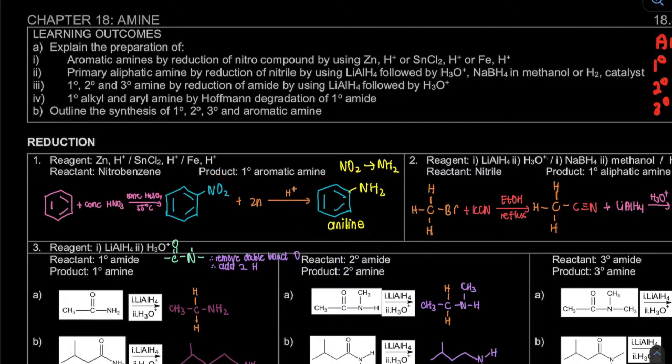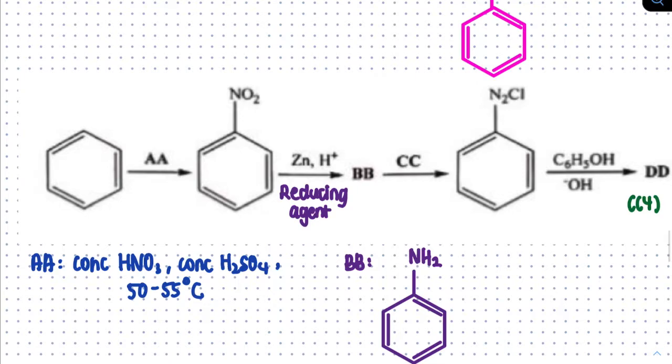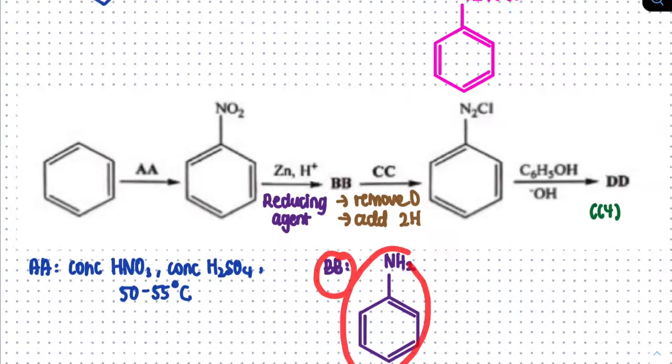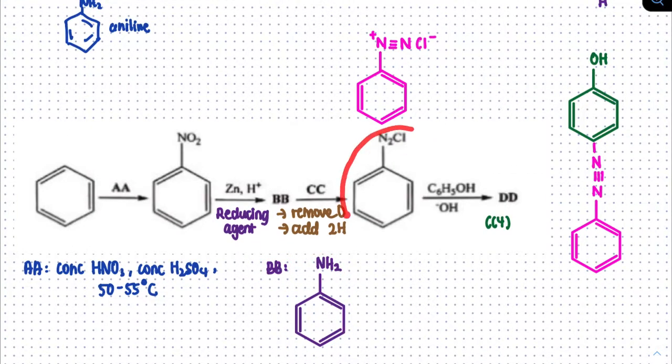Okay, so how does it work sebenarnya? Our reducing agent ni, it will remove oxygen and add 2 hydrogen. Okay, so dia akan remove yang oksigen dekat sini. Okay, dia akan gantikan dengan hydrogen. So, akan form kita punya aniline. Okay, so this is our BB lah. Okay, so from our aniline, we will form N2Cl. So, N2Cl ni is actually this structure.